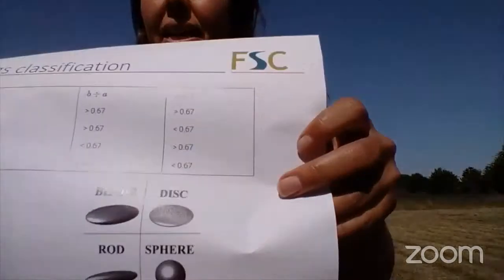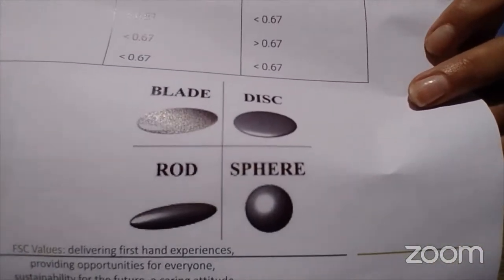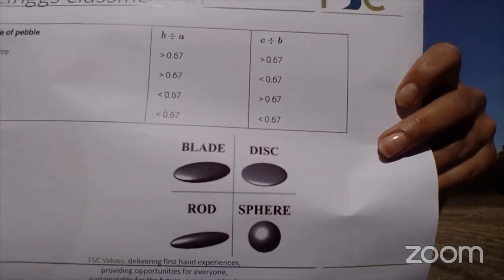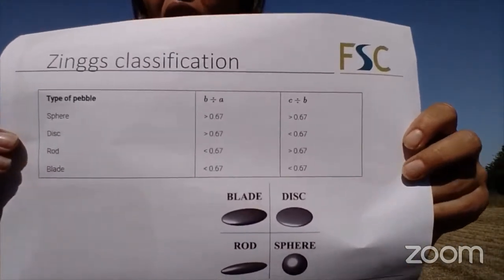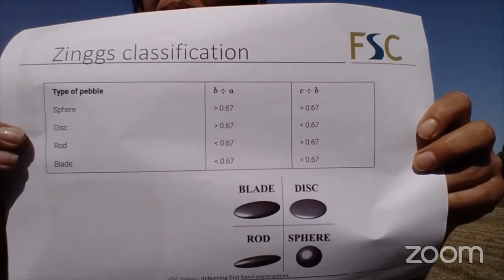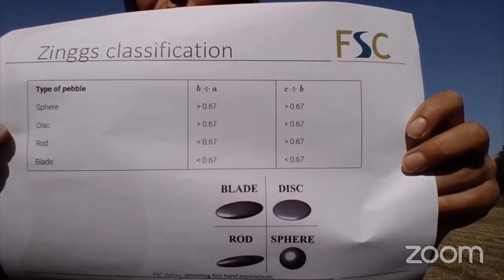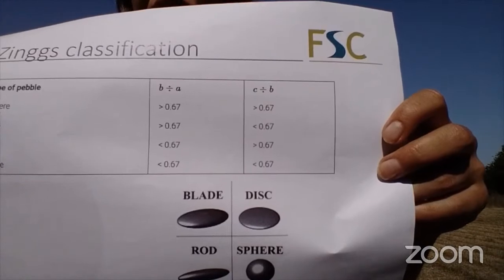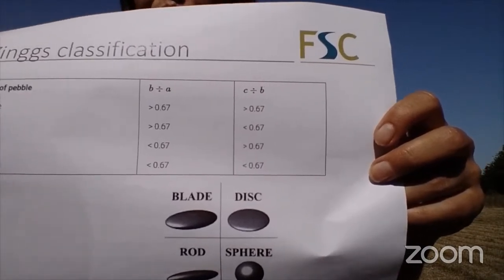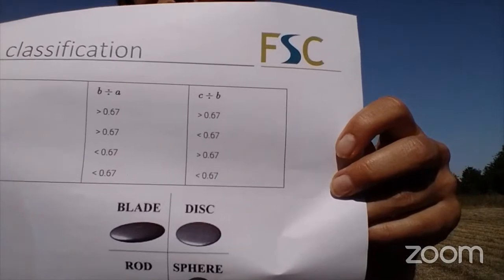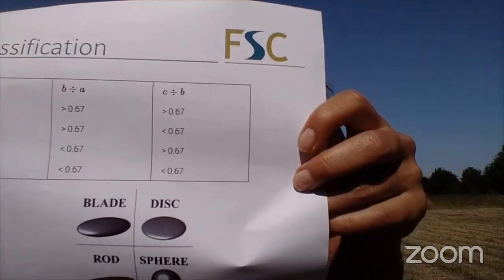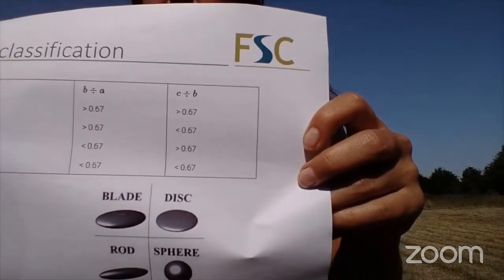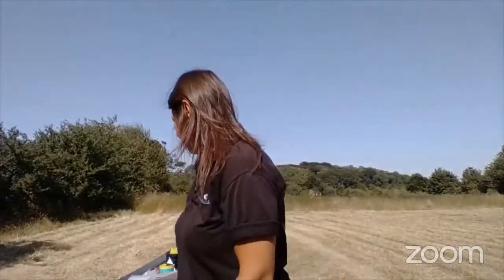So you can see here, the Zingg Classification decides whether you have got a rod, a sphere, a blade or a disc, and that is based on those three calculations, looking at the different measurements of the axes. So for example, a sphere: if you divide axis B by axis A, you need to have an answer of above 0.67. And if you divide axis C by axis B, you have a value of 0.67 or above, and that will give you a sphere. So let's have a go to show how this works.